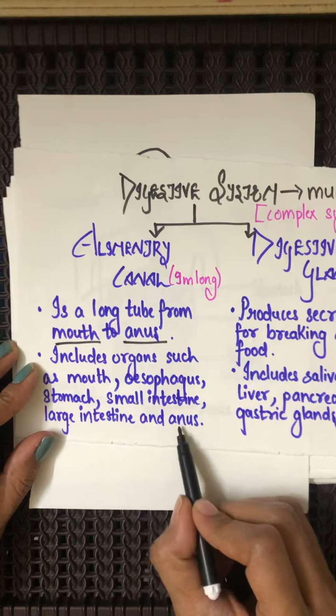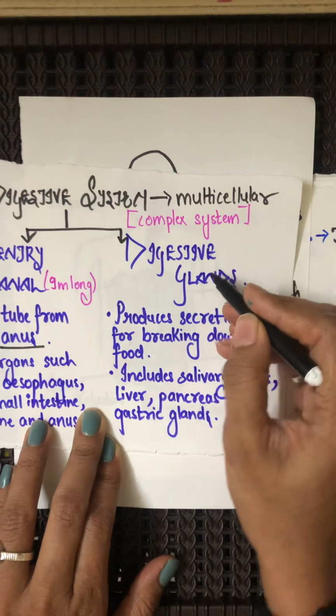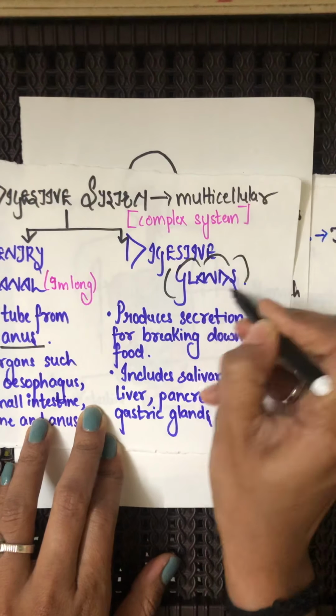Yes, so have you understood the alimentary canal? These are the organs which help in the process of digestion, or through which the food passes during the process of digestion. Now, not only the alimentary canal, along with the alimentary canal are various glands.